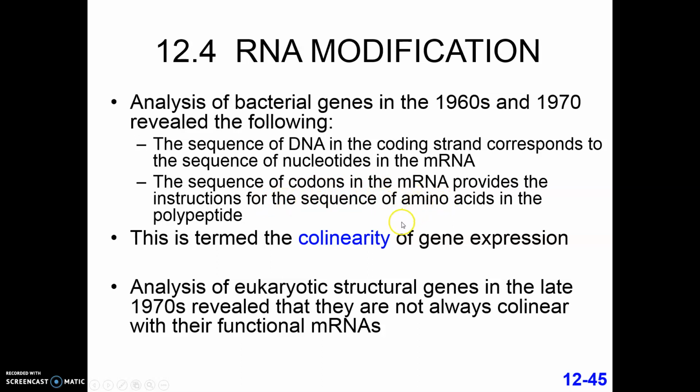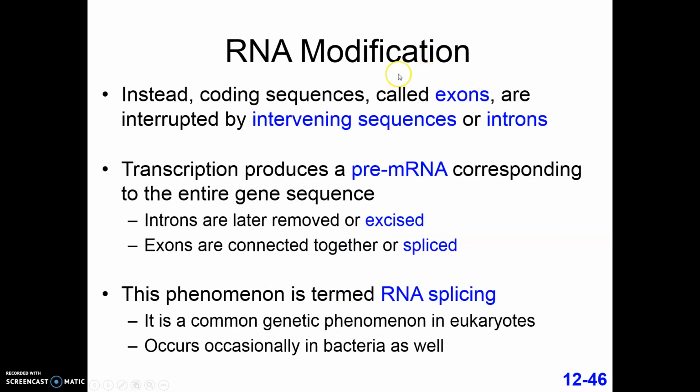When we started progressing past bacteria into the world of eukaryotic cells, one of the first things we realized is that the messenger RNAs aren't always collinear with their genes, meaning that there's a difference. Instead, we have coding sequences, which you now know are called exons, interrupted by these intervening sequences, or what we now call introns.